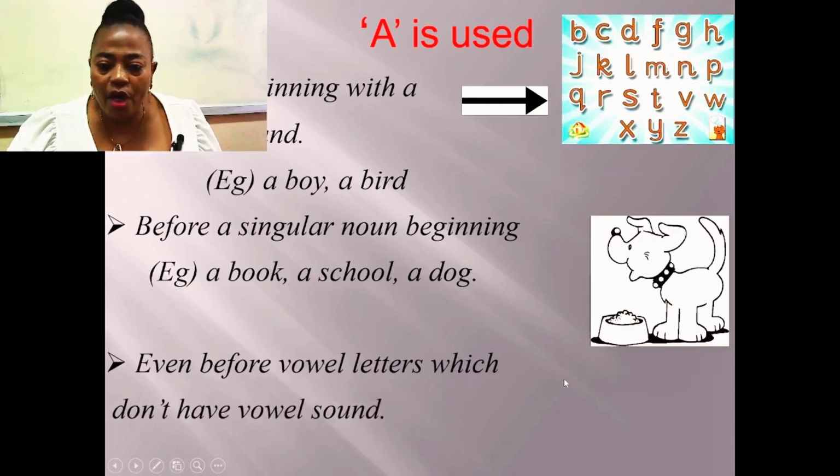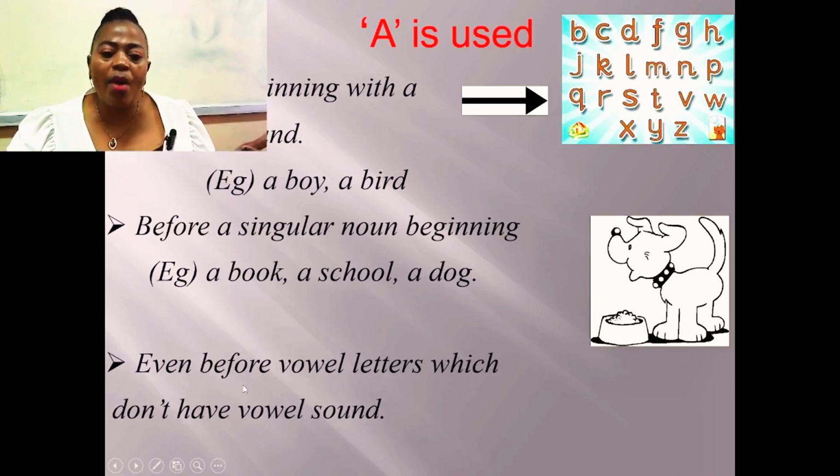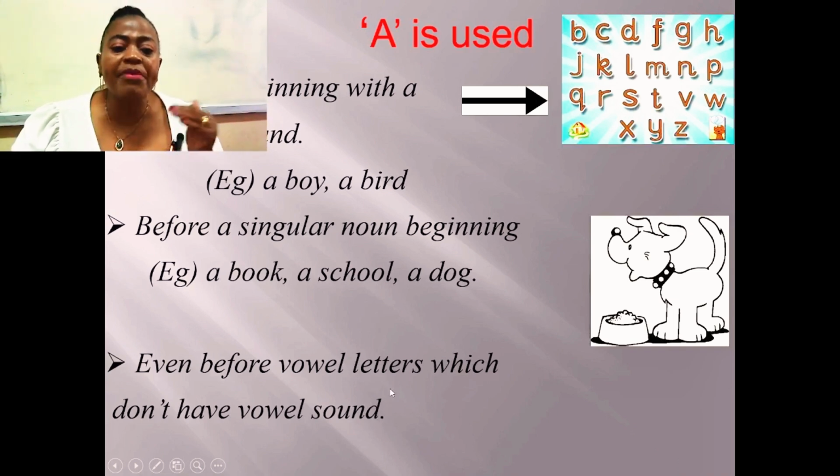If you look at the photo, another way that we use a is before vowel letters which don't have vowel sounds. Remember, I told you that we have consonant sounds and vowel sounds, and we also have letters. So you can use a before a vowel letter which doesn't have a vowel sound.